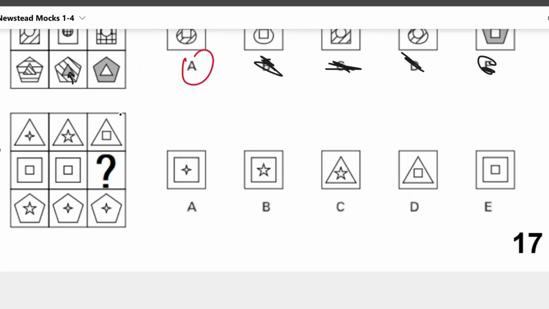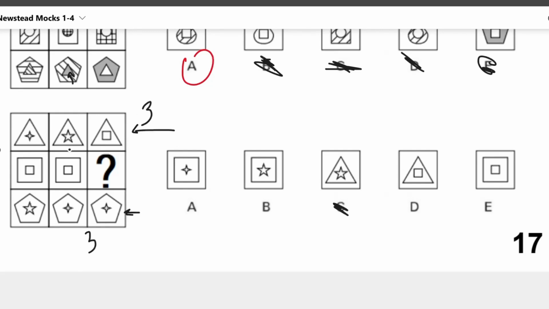Outside shapes in each row always stay the same. We have triangle, pentagon, next one is going to be a square, we can cross out C. And if you notice, we have 3 of this little star, 3 of these squares.